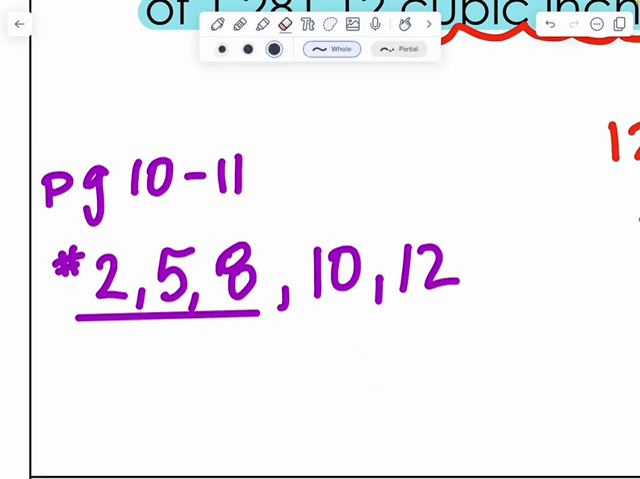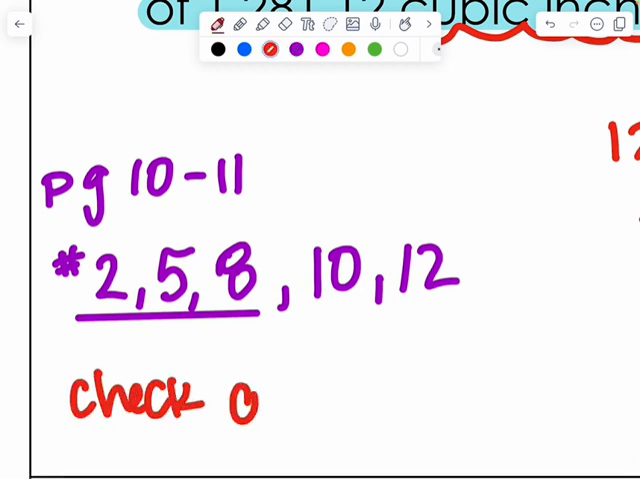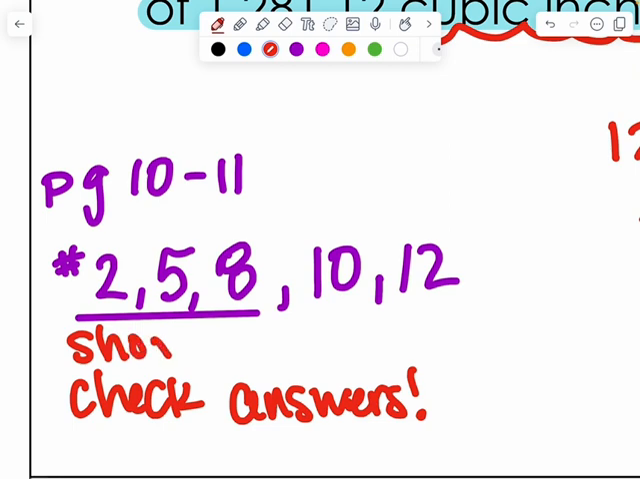If you get them done, you have to check your answers. Okay? Remember, if you don't have any work, I'm going to assume that you just copied. So make sure you show your work. After you get the problem done, then check your answer.